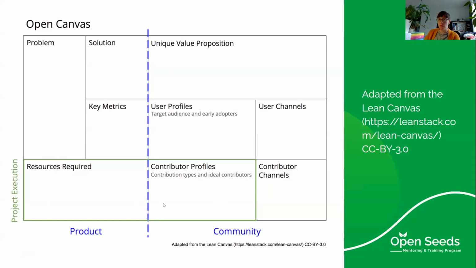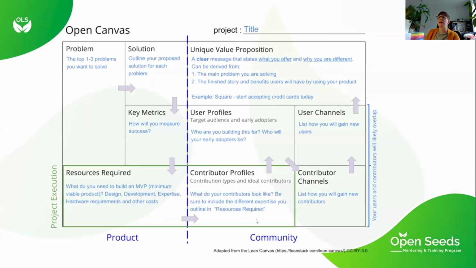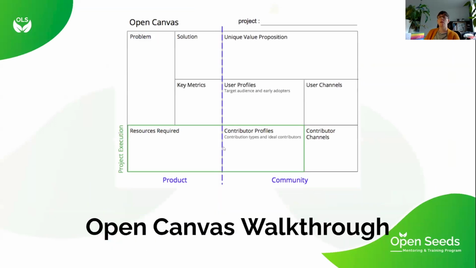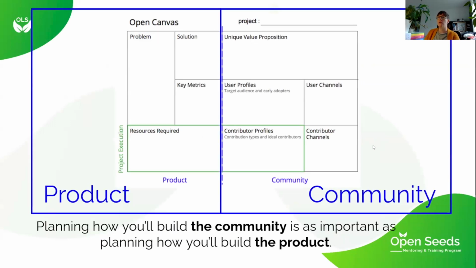So I'm just going to go through it all, so then we can try to develop our own open canvas. This would be an example of it. You start with a problem and then go through your solution, taking metrics, all of these bits. I'm just going to walk through the open canvas. So with the product, we are going to plan how you'll build the community and the product itself.